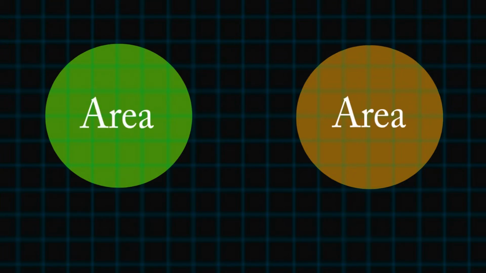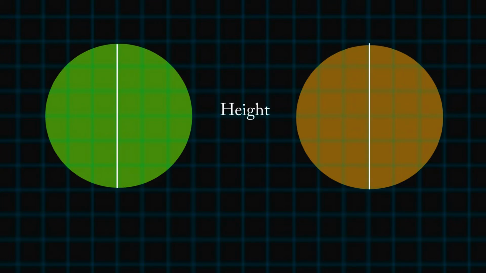Here are two congruent circles. They have an equivalent area on the inside, and on the outside they have an equivalent perimeter too. In addition to having equivalent areas and perimeters, they have equivalent heights and equivalent widths.